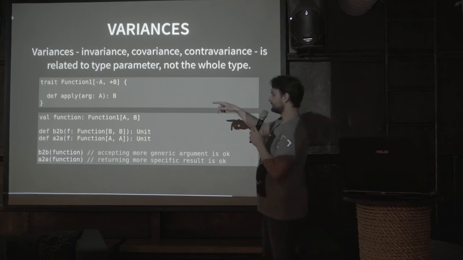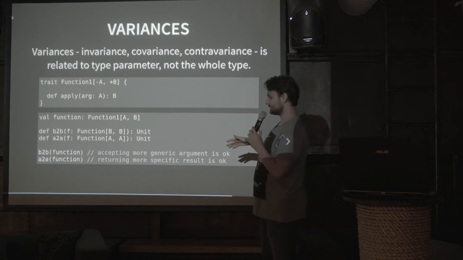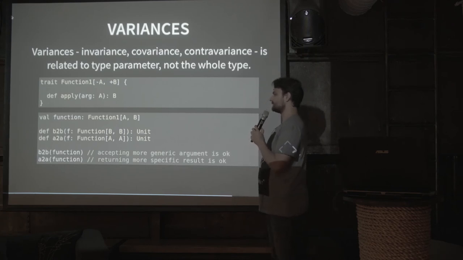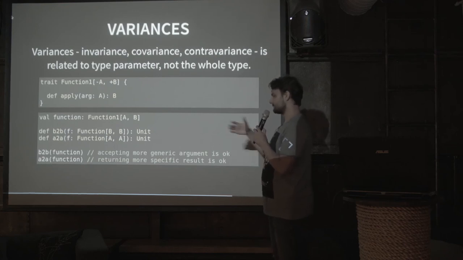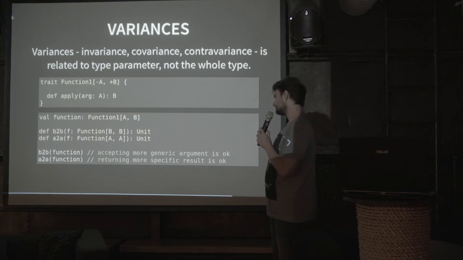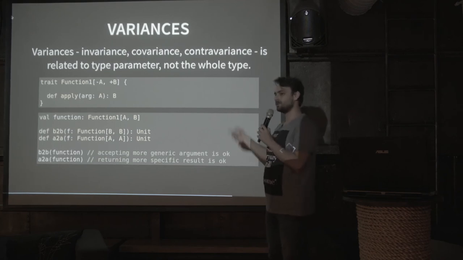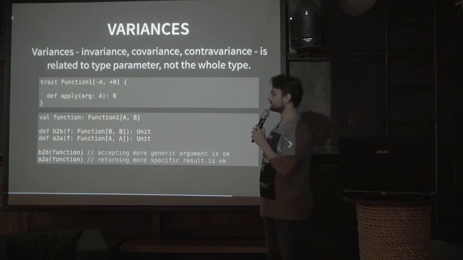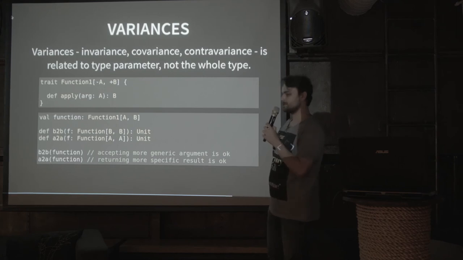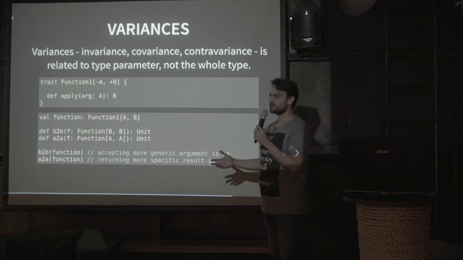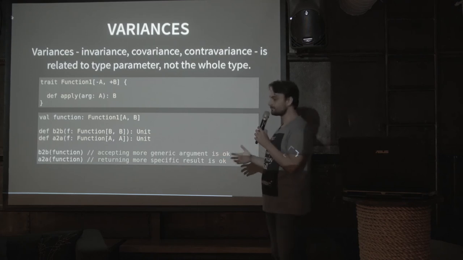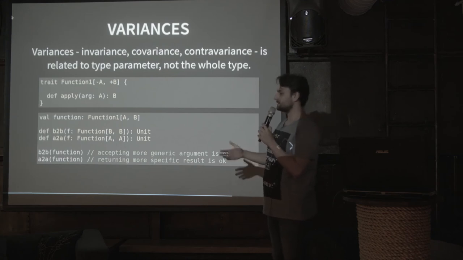On the other hand, if we have a function that generates B and it's used in a place where a function is expected to generate values of A, which is a more relaxed constraint when it comes to return value, then returning more specific results is also okay. So function is a great example of something that uses both covariance and contravariance at the same time, because without it, the language would be pretty unusable. We would have a lot of errors about function types mismatching, even though it would be completely against your intuition.